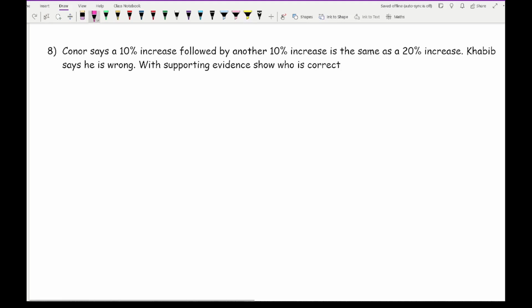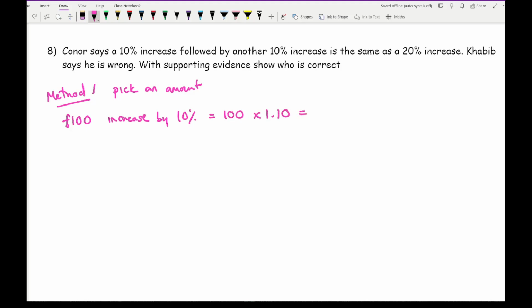So let's have a look now. There's a couple of ways in which you could do this. With method 1, what you want to do is pick an amount. Probably the easiest amount to work with is 100. So let's say we've got £100. Here if we increase by 10%, we can just do 100 times 1.10, and that gives us £110.